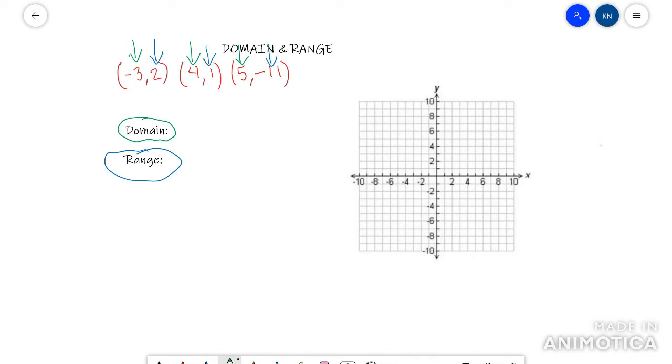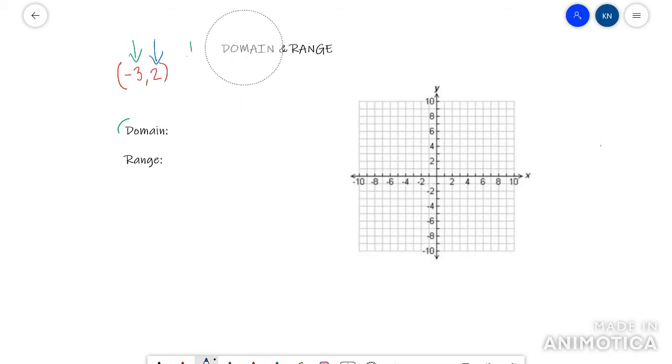So if you wanted to answer this question, what's the domain, what's the range of these three coordinates? Well, your domain is all the x's, so -3, 4, 5. And your range is all the y's, so 2, 1, and -11. I'm going to put them in a better order though, least to greatest. And that's all you have to do for coordinates.